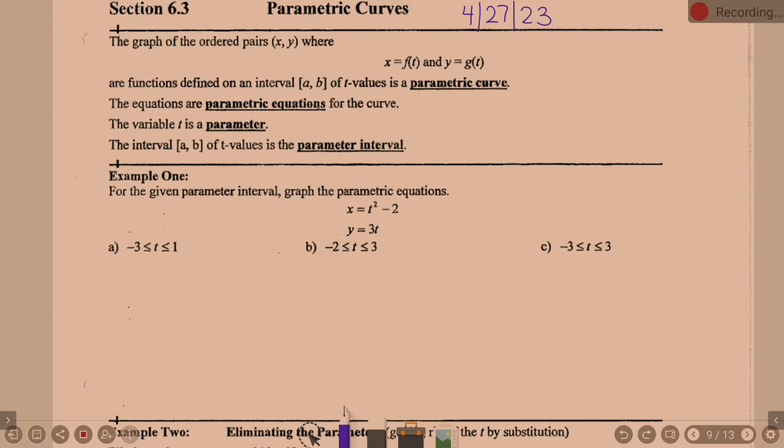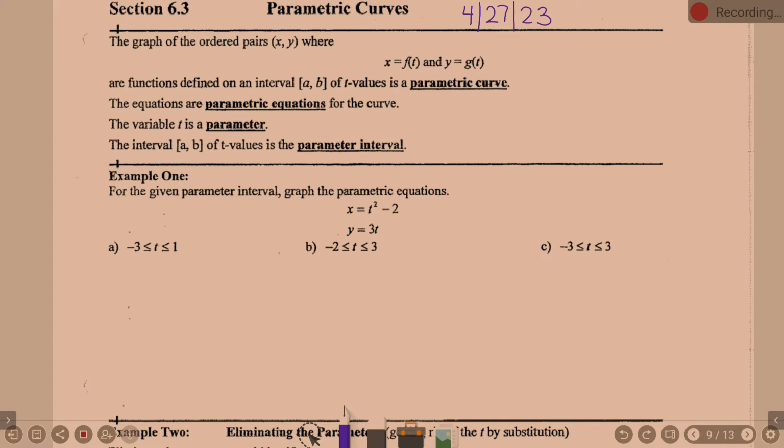So the idea of parametric curves is we're still talking about x and y, but we have an extra variable thrown in, and it's called a parameter, okay? So a little bit of information up top. The graph of the ordered pairs x, y, where x is f of t and y is g of t. So both x and y are defined in terms of t, which is that third variable, or what we're going to call a parameter, okay?